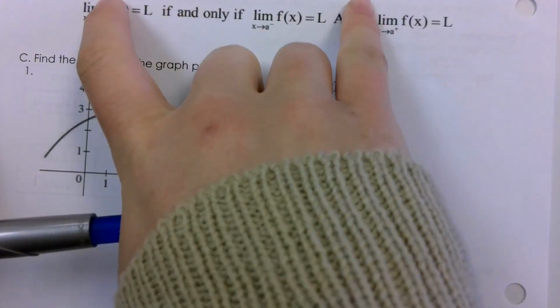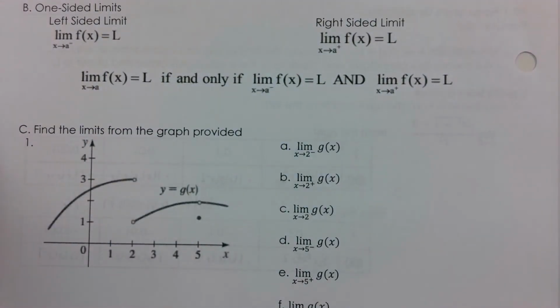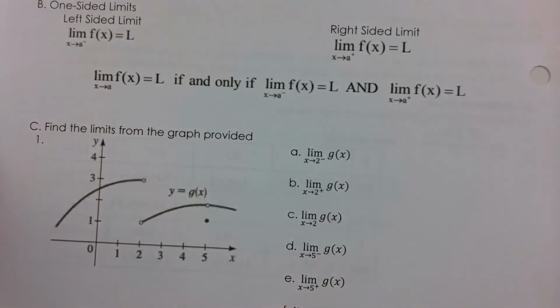Right up top, this is what I was talking about earlier with your left-sided limits and your right-sided limits. In order for a limit to exist, you just have to make sure that the left side and right side equal each other. That's all that this is saying. So we're going to go through that with these down here.